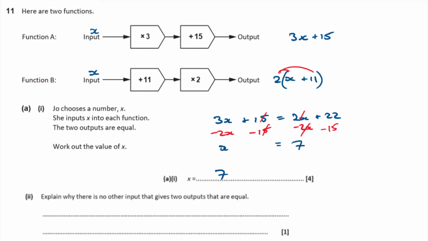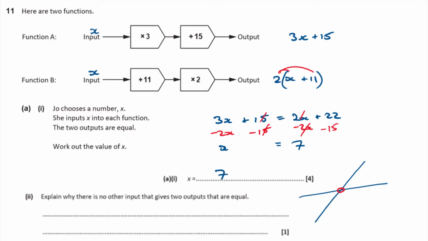X is 7. Part 2 says, explain why there is no other input that gives two outputs that are equal. Well, it's due to the fact that both of these are what we call linear functions. If you're going to draw them as a graph, you get two straight lines, wouldn't you? Okay, and two straight lines can only intersect at one place. So there's only ever going to be one value that is the same on both lines. Okay, and there's only one point that can be on both lines at the same time.